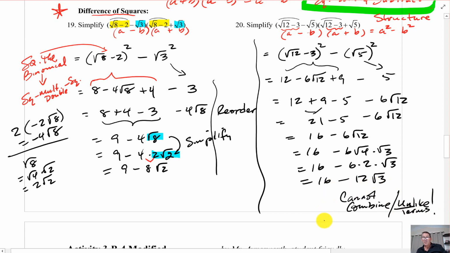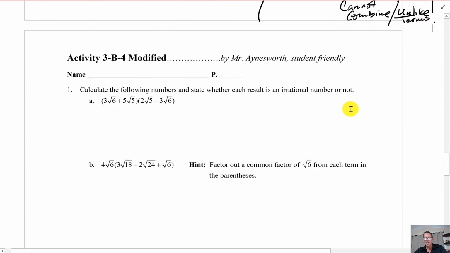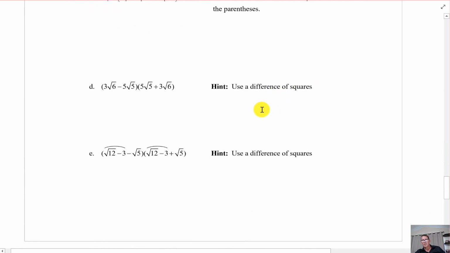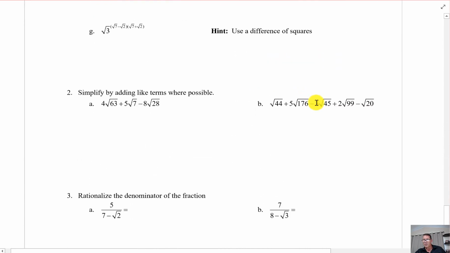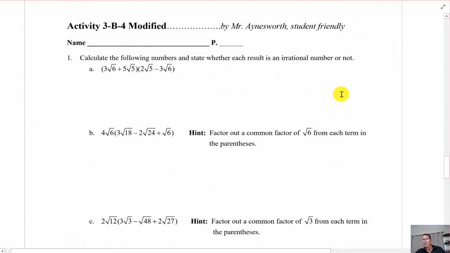The only thing that you guys need to do is get good. And you can't get good by watching me. Seeing is different than doing, in my opinion. And so what I've done is I've modified activity 3B4 a little bit because it is a long, tough activity. I selected the majority of them and put them in a student-friendly format here, where you get to show your work. You're going to be going through all of these, working with your group, comparing your work and talking about it.